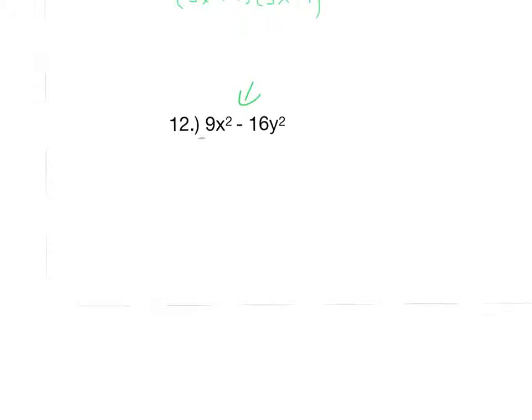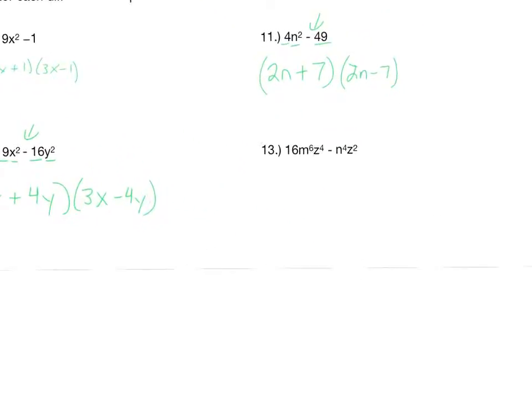Again, we have a difference. These are all things that we could take the square root of. So let's do it. The square root of 9 is 3. The square root of x squared is x. The square root of 16 is 4. The square root of y squared is y. And then it's 3x plus 4y times 3x minus 4y. That would be your final answer.